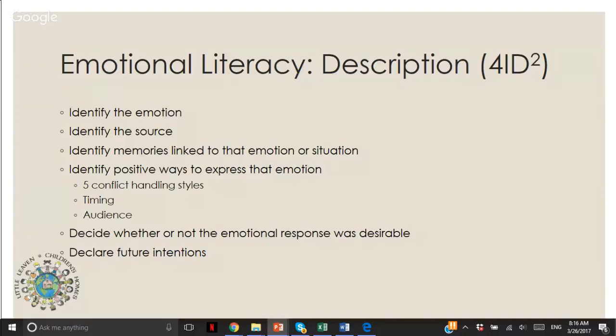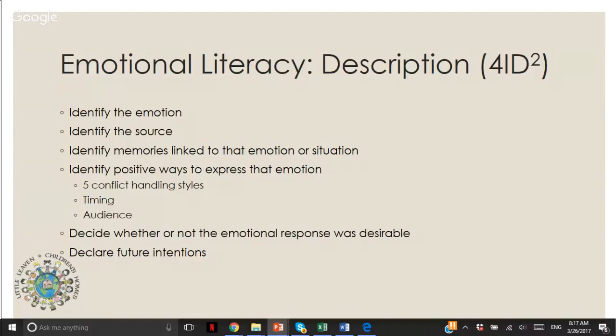And then you have to decide whether or not the emotional response was desirable. However you responded, is that the way you want to respond again? Because you felt this emotion and then you responded some way, and then you analyze whether you responded the way you wanted to. You need to analyze that. Okay, or should you have responded a little bit stronger or a little bit weaker?